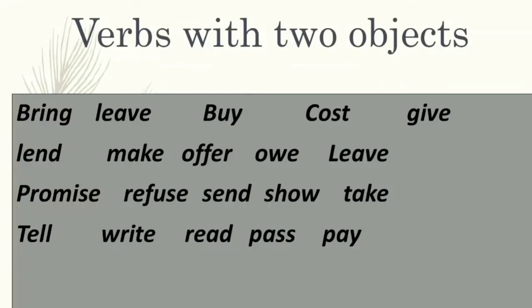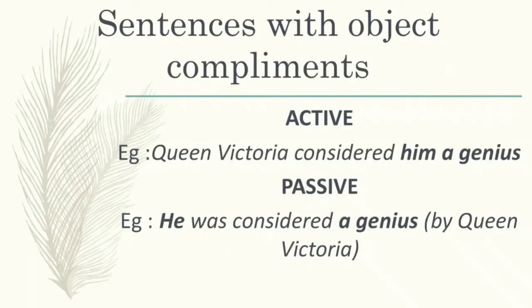So there are certain verbs having two objects. They are these: bring, leave, buy, cost, give, lend, make, offer, owe, leave, promise, refuse, send, show, take, tell, write, read, pass, pay. These can have two objects. All verbs do not carry two objects with them. So I think that is clear to you. Shall we go to the next slide?